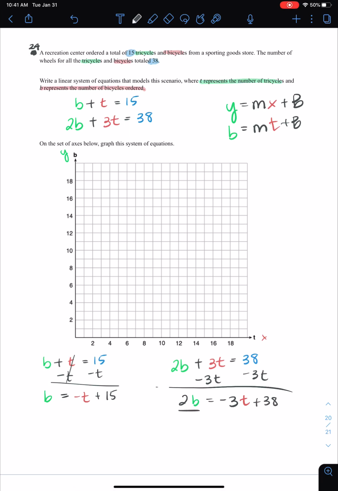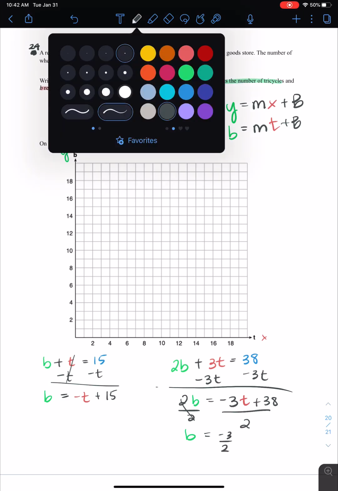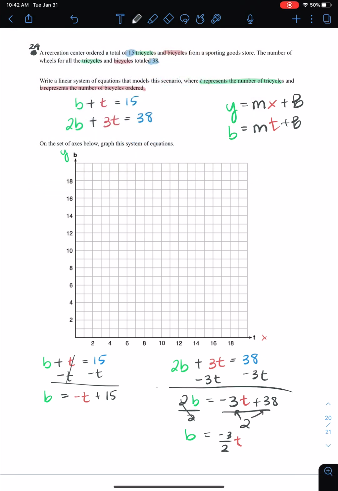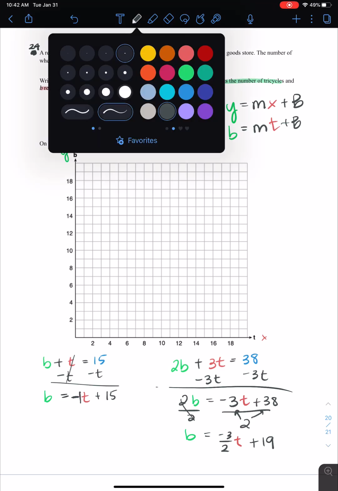And now we're going to divide both sides by 2 to isolate b. And we're left with b is equal to negative 3 over 2 times t. So the 2 goes into both the negative 3 and into the 38. And 38 divided by 2 is 19. And we can see that these are now two equations that we want to graph. And in front of this negative t is like having a slope of -1. So we're going to graph both of these equations. So let's first graph this one here.